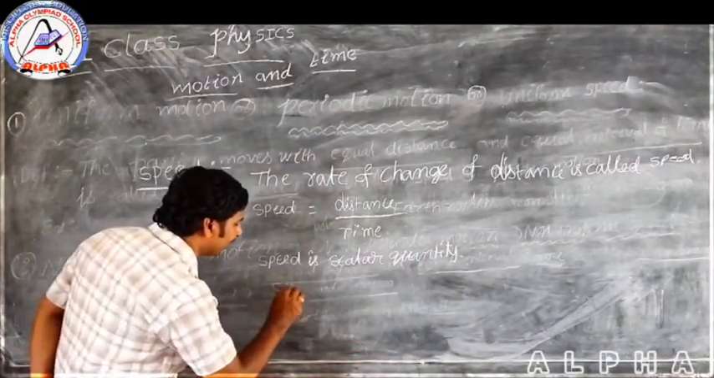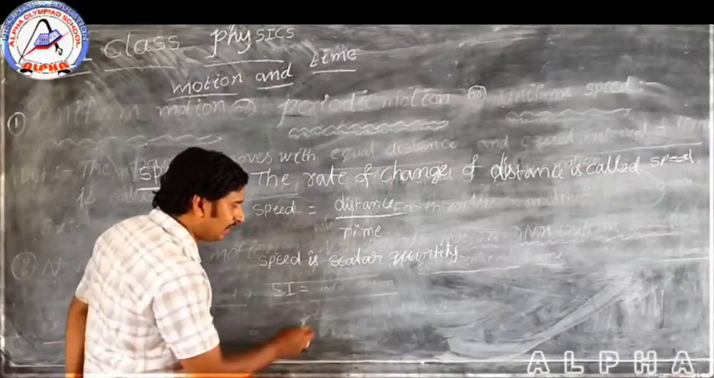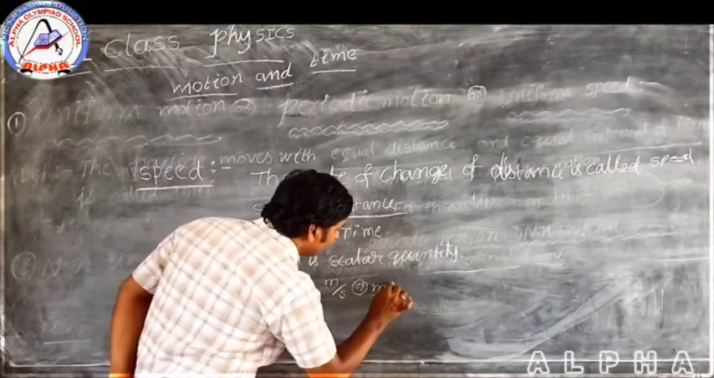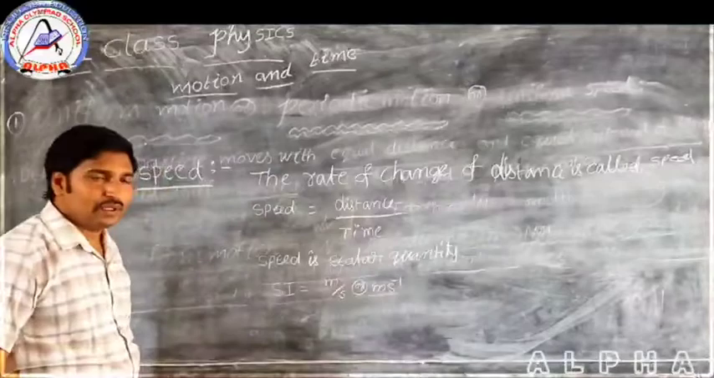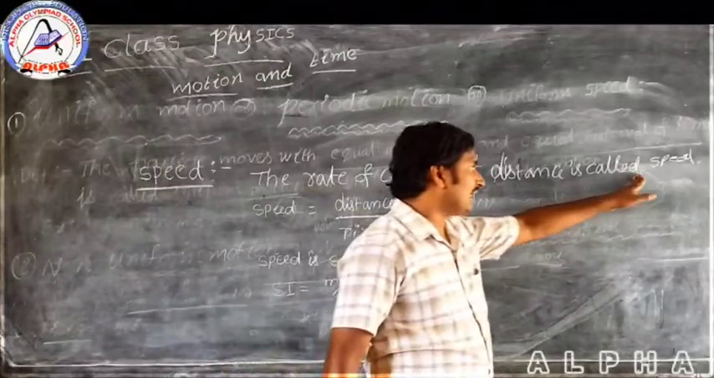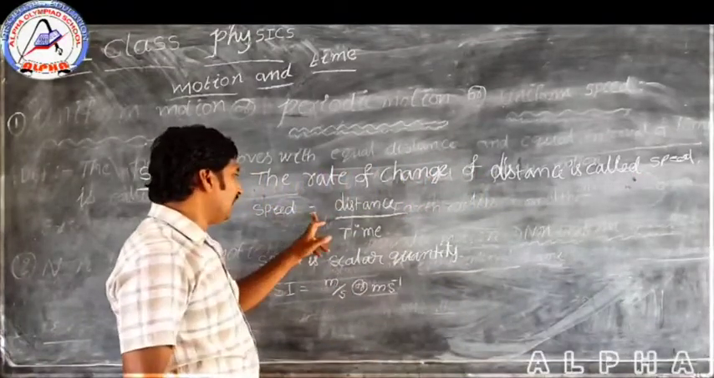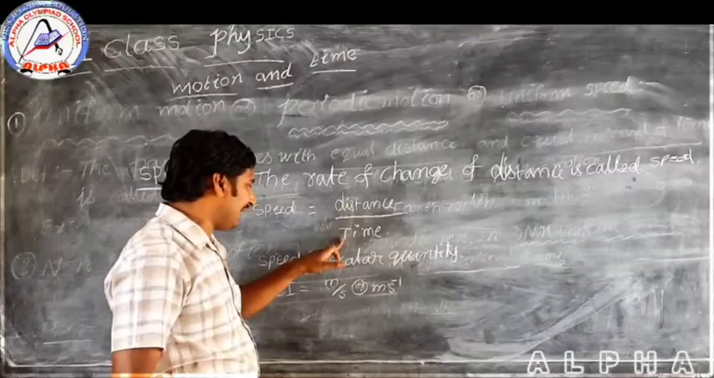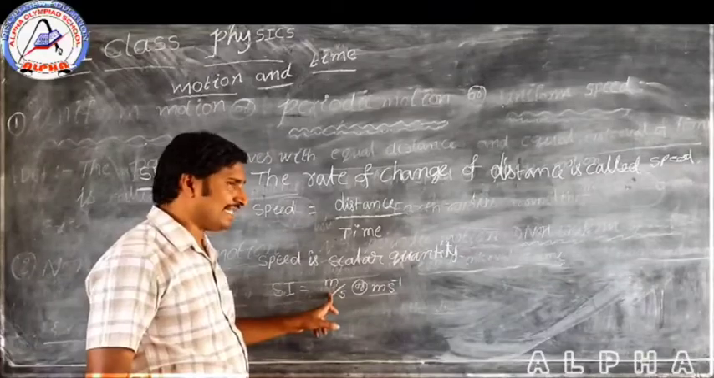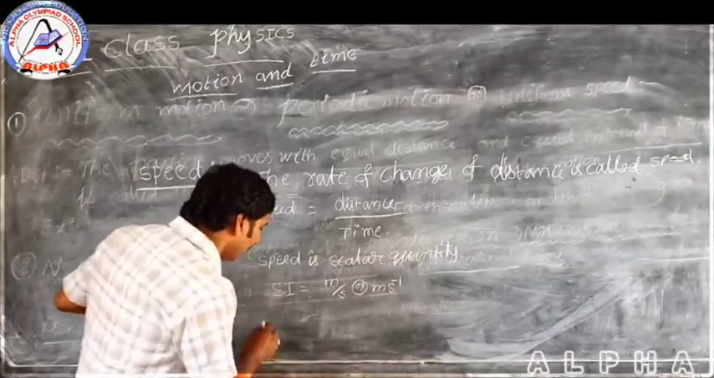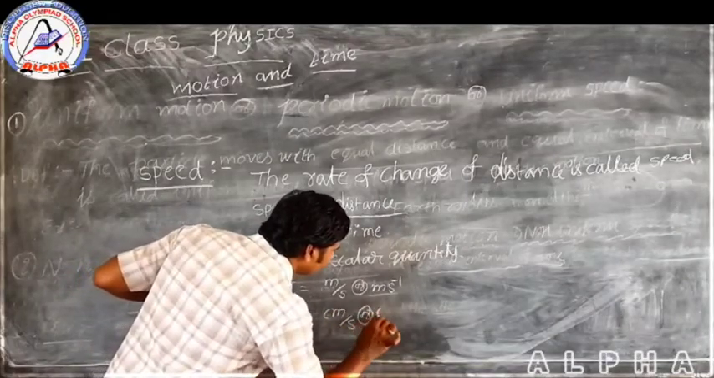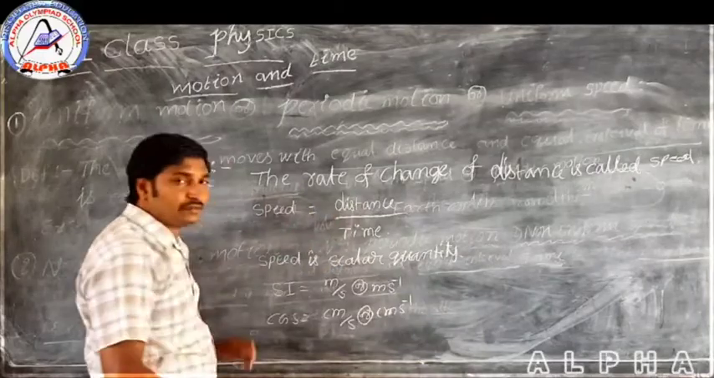What is the SI unit of speed? It is meter per second or meter second inverse. So, speed is the rate of change of distance. Speed is equal to distance by time. Speed is a scalar quantity. What is the SI unit of speed? Meter per second or meter second inverse. What is the CGS unit? Centimeter per second or centimeter second inverse.